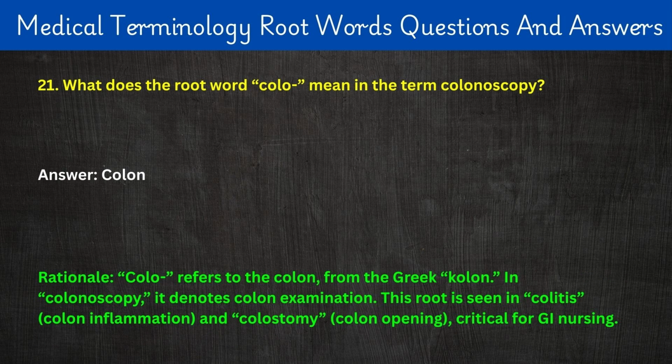21. What does the root word colo- mean in the term colonoscopy? Answer: colon. Rationale: Colo- refers to the colon, from the Greek colon. In colonoscopy, it denotes colon examination. This root is seen in colitis, colon inflammation, and colostomy, colon opening, critical for GI nursing.